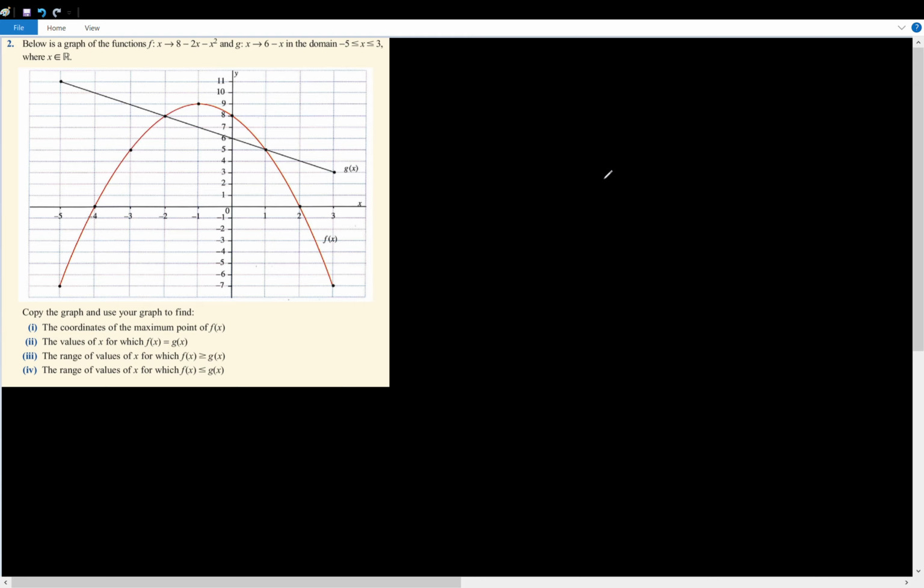This is question 2 from exercise 21.5 in Project Maths 2. Below is a graph of the functions f of x is 8 minus 2x minus x squared and g of x is 6 minus x, in the domain minus 5 is less than or equal to x is less than or equal to 3.